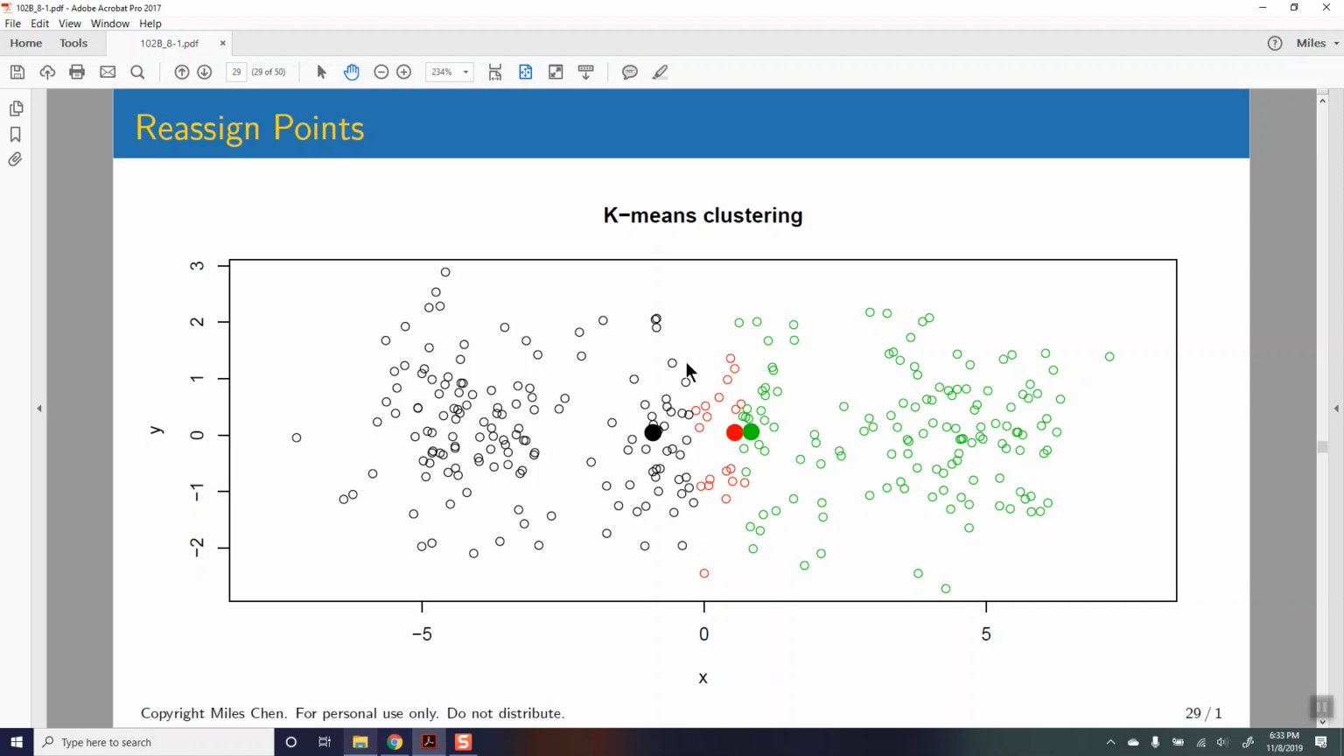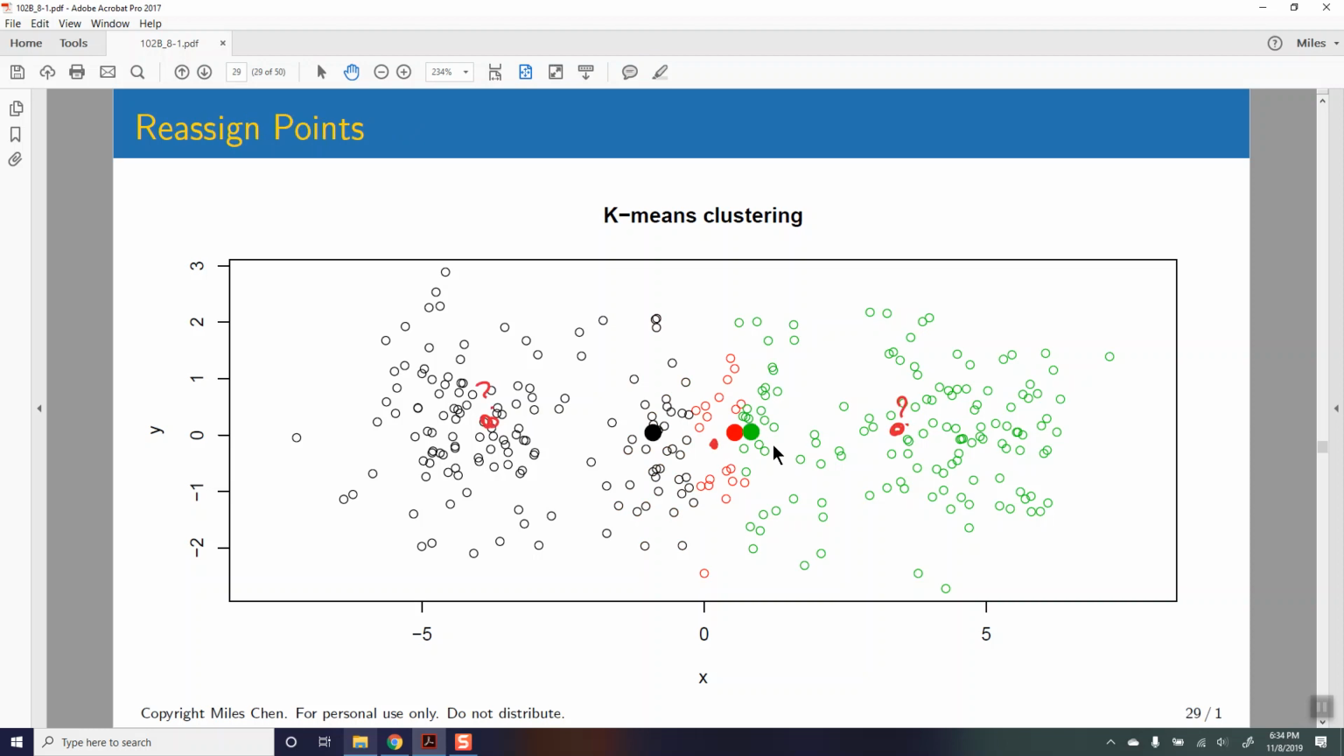And now we say, all right, what is the mean of all the points assigned to black? It's probably going to be somewhere around here, that'd be my guess. What's the mean of everything that's in green? Probably somewhere around here. These are just guesses, okay? And the mean of all the red dots, probably something like that, right? So we're going to recalculate the centroids based on where the dots are. All right, so let's see how good my guesses are.